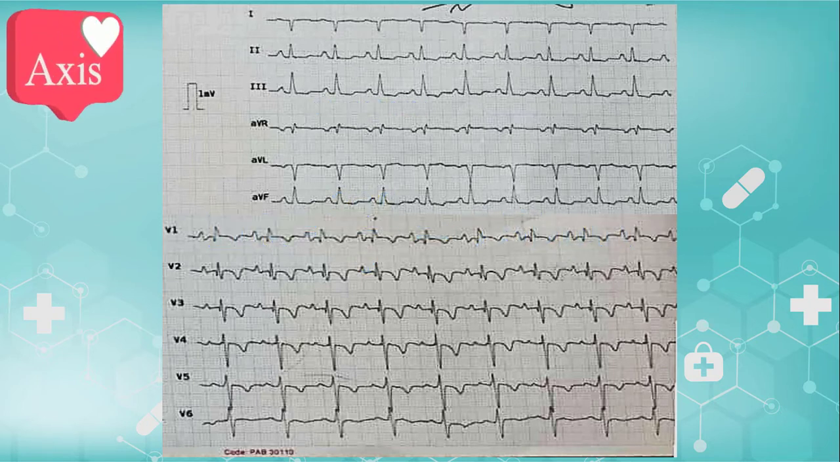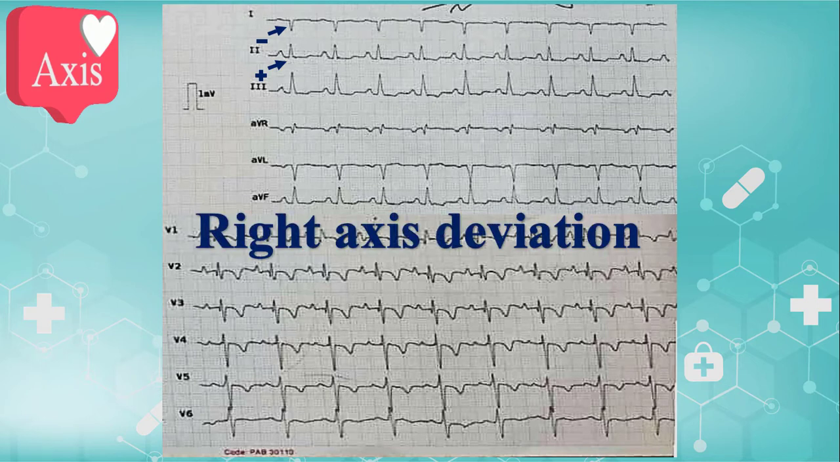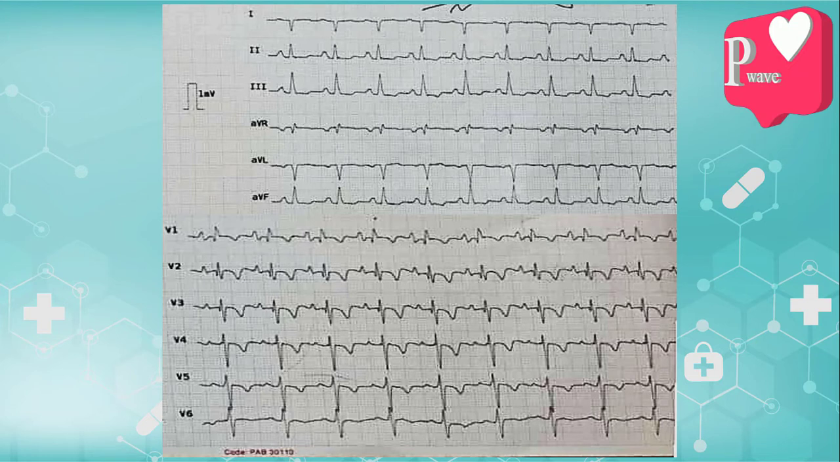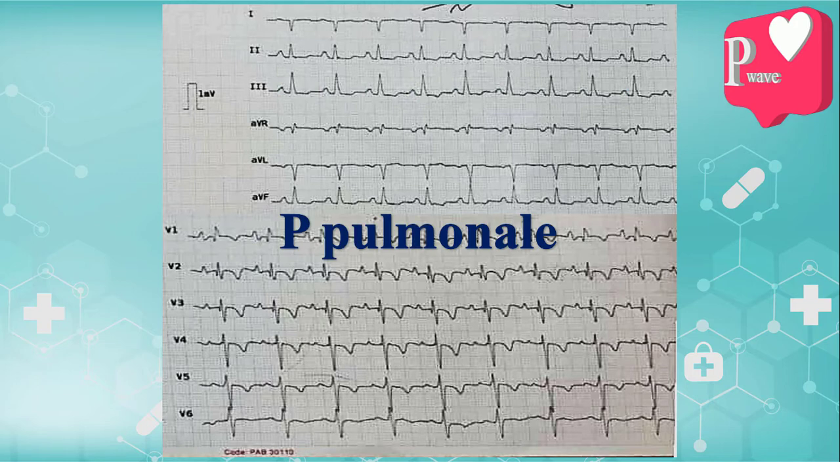The fourth step is axis determination. The QRS complexes are negative in D1 and positive in D2, so the axis is deviated rightwards. Next thing is examining waveforms and intervals. As we already said, the P waves are sinus. They are obviously peaked and greater than 1.5 mm in V1 and V2, which favors P pulmonale.